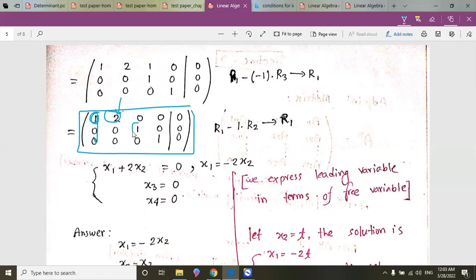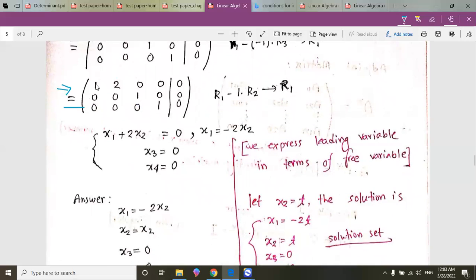Okay. So let's go here. The second row, our pivot point is here. So all the entries above and below are 0. And the third row, our pivot point is here. So all the entries above and below are 0. So we can say that this part is not an identity matrix, but this is RREF, right? Got it.